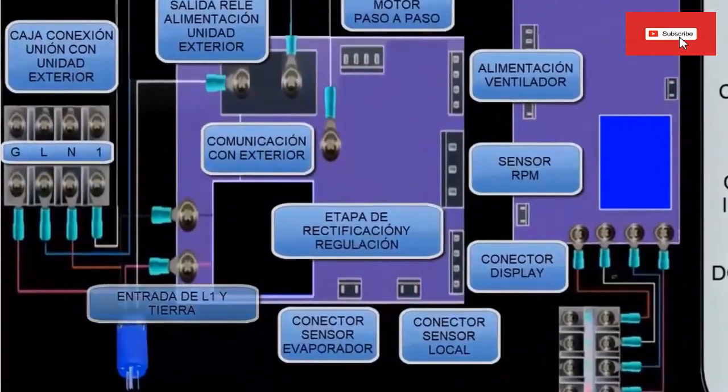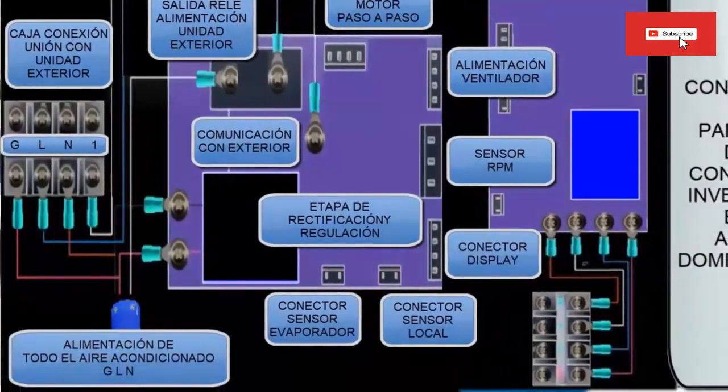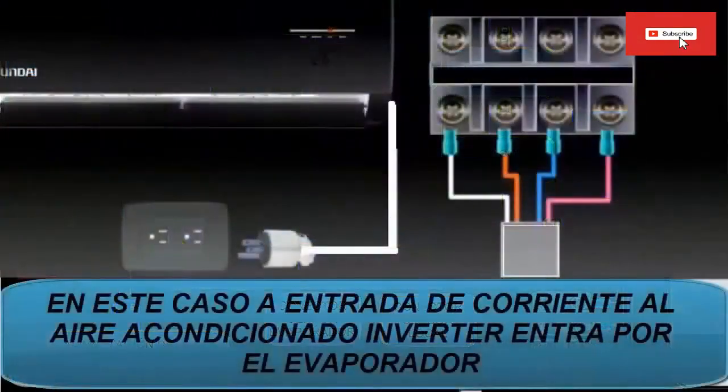Here we can see the power supply from the outside for all the air conditioning. The power supply, depending on the type of equipment, can be done from the outside directly in the evaporator unit, or also directly in the condenser unit. In this case, for this explanation, we are going to show how the manufacturer supplies equipment whose energy input is made from the indoor unit or evaporator.